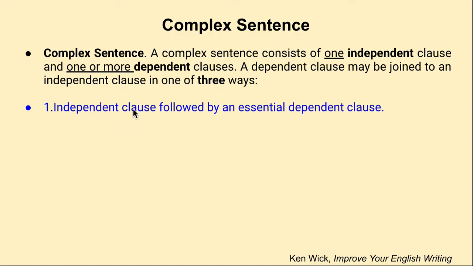You could have an independent clause followed by an essential dependent clause. So what does essential mean? Essential means it's there. It's necessary for the meaning of the sentence. And when you have this case, there's no punctuation between the clauses.